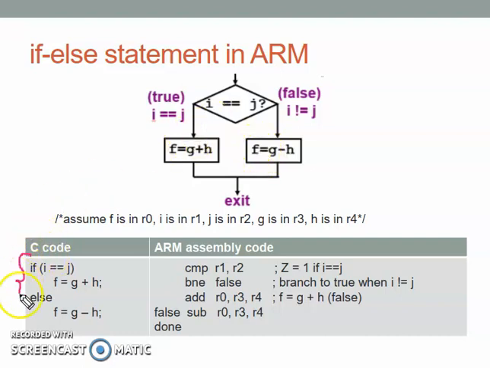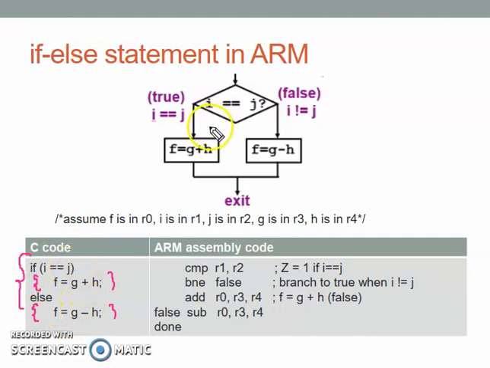Alright, so let's take a look at the C code first. In this case, if I equals J, this is the operation that must be done by the program: F equals G plus H. And then else, meaning if I is not equal to J, then F equals G minus H. Okay, so this is the program in C code.